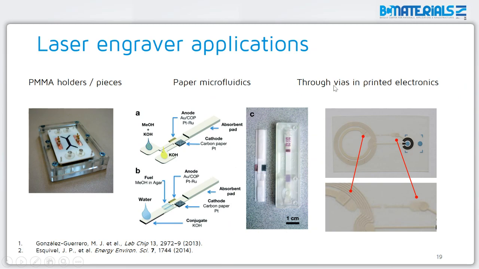Okay, and also you can use it to make through vias in PET substrates. And in this picture, I'm showing you the vias that I made when I was still in Barcelona, where to build these antennas, we made some vias using the laser. Okay, this is done using halftones. If you're interested, I can show you how to do this at some point.